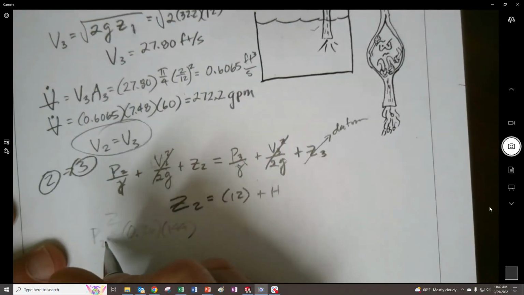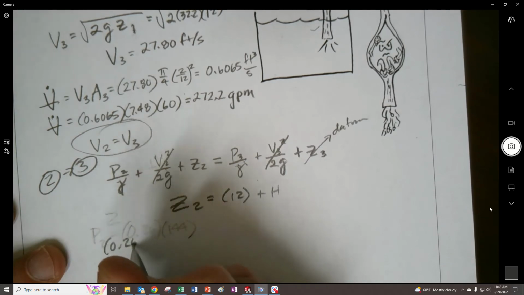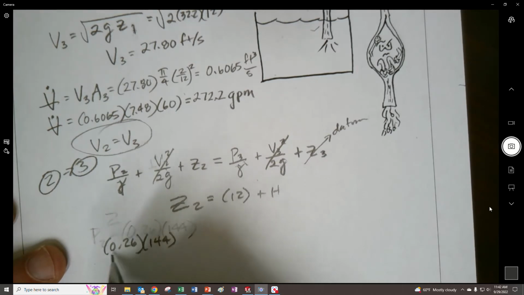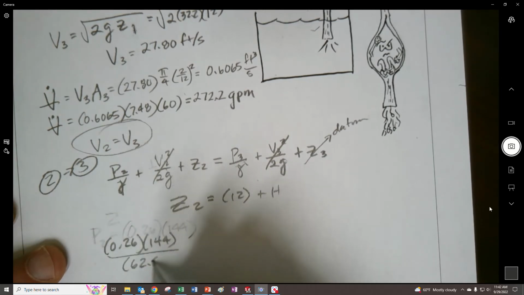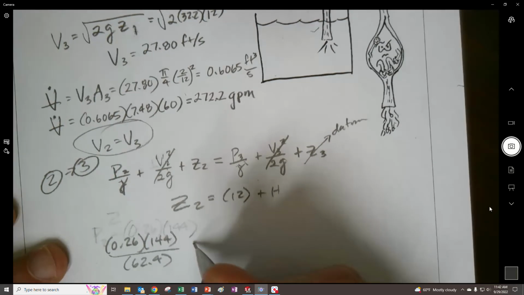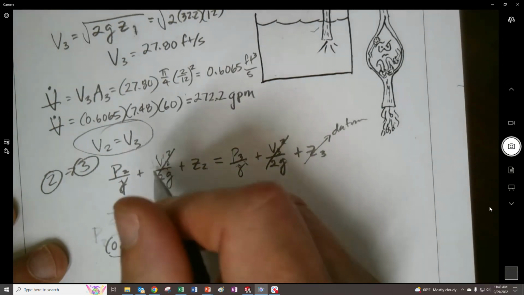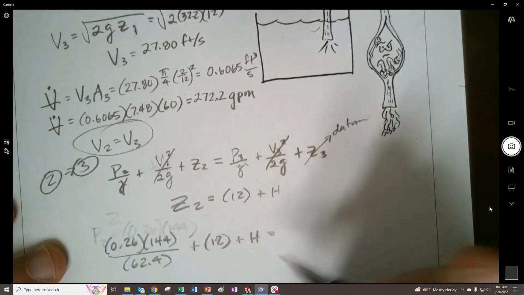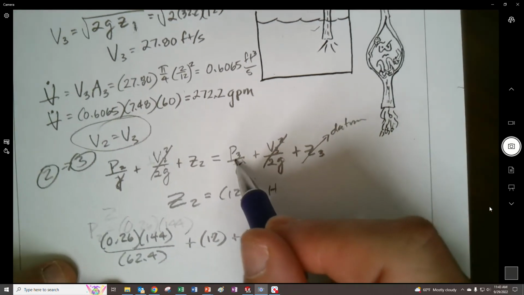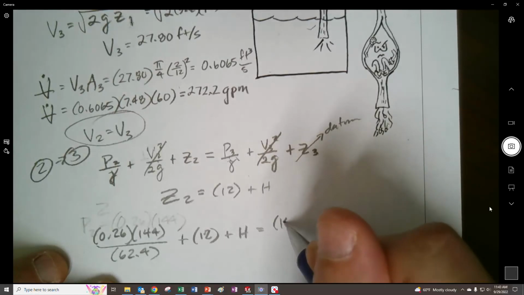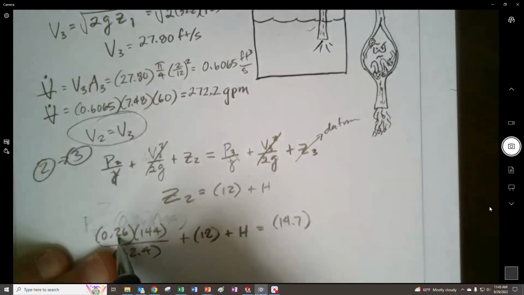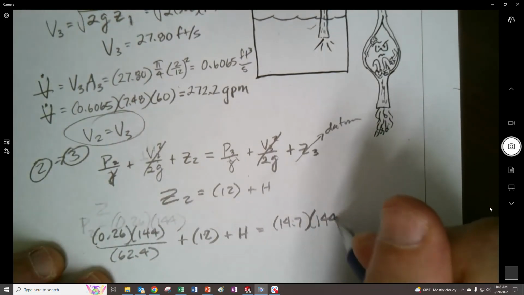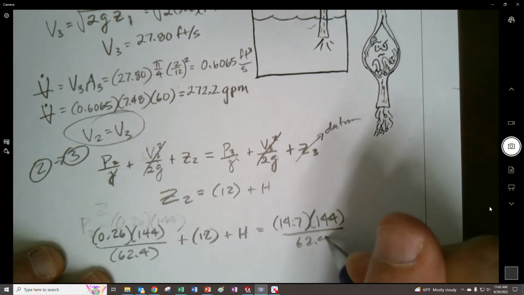So we'll have 0.26, I just erased it, times 144, and it's water, right? Water, yeah. So we go 62.4, all right? That's the way we have it here. Plus 12 plus H is going to be equal to, now here we want to have atmospheric pressure, right? So that's 14.7, because this is gauge, this is absolute, and this has to be absolute too. And we have 144 and 62.4, right?